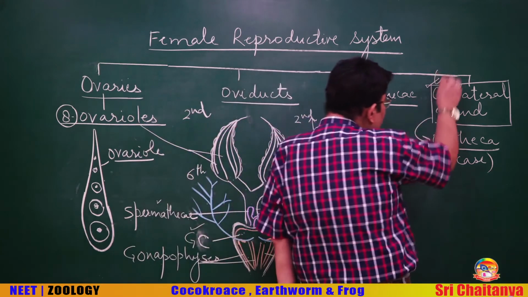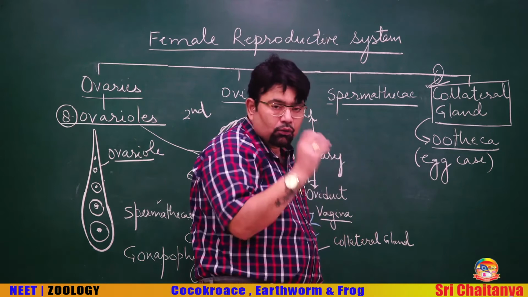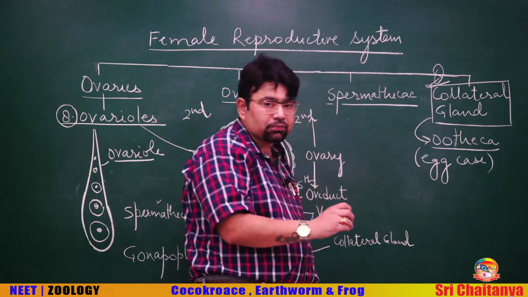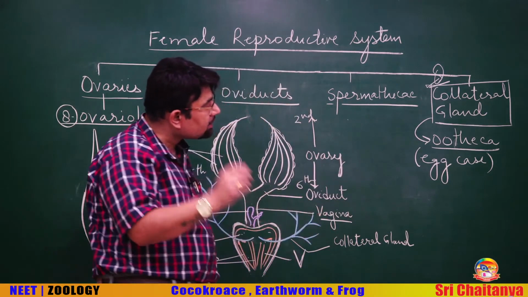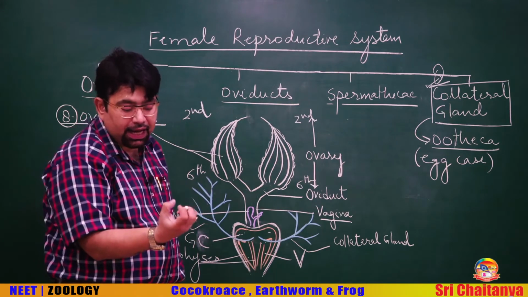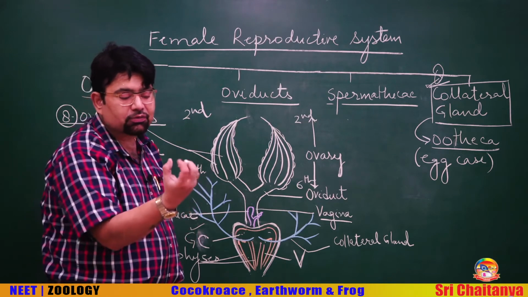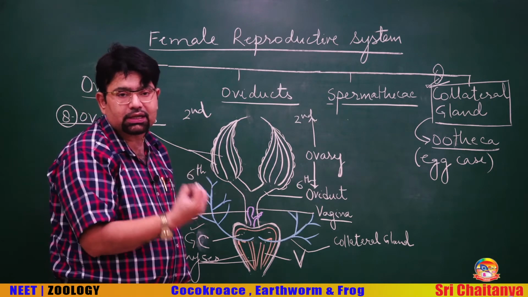A very common question that comes up is about the collateral glands. What do collateral glands do? They are accessory reproductive glands. Their secretion forms the egg case or ootheca.